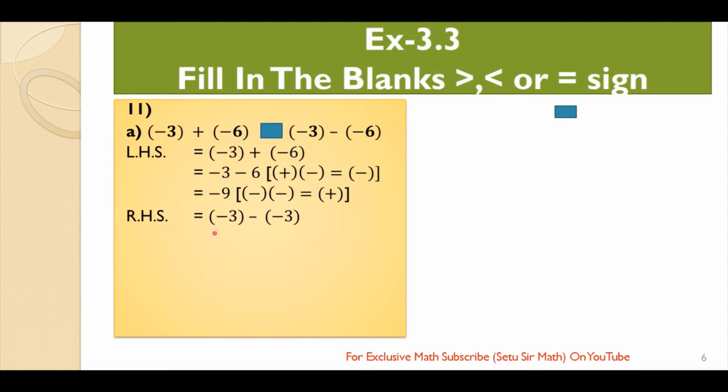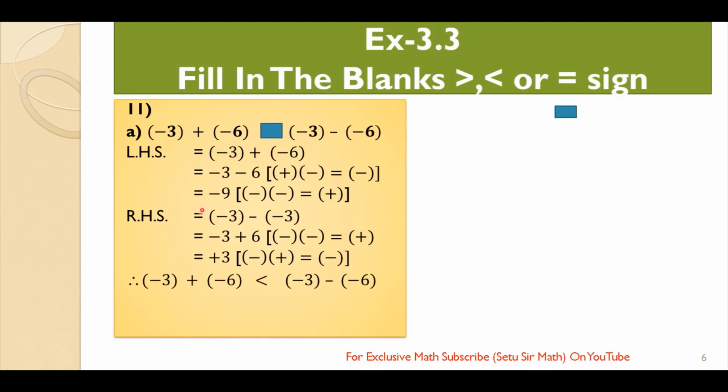Now right hand side, minus 3 minus minus 6. Next line, minus in here, and minus, that would be obviously plus, because of the multiplication rule. Minus and minus, that would be plus. So plus and minus, that would be minus. So if we subtract 3 from 6, we will get 3, and the sign will be the bigger number sign. In here the bigger number is 6 and the sign will be plus.